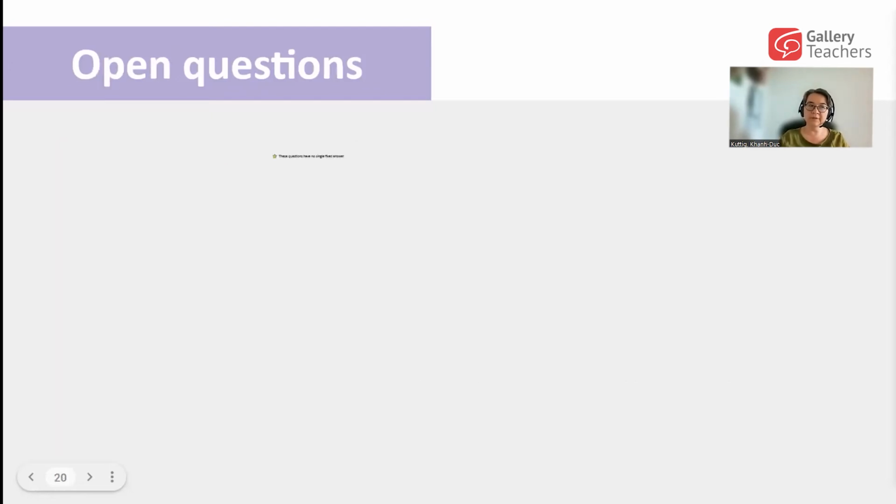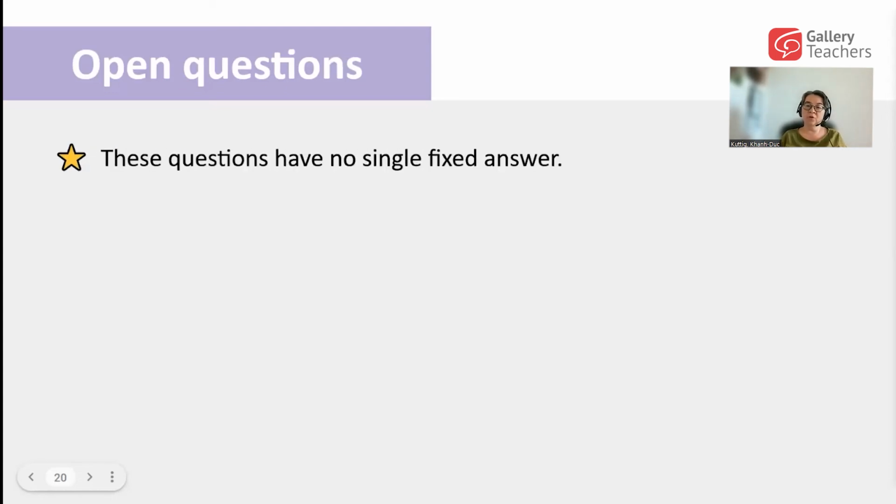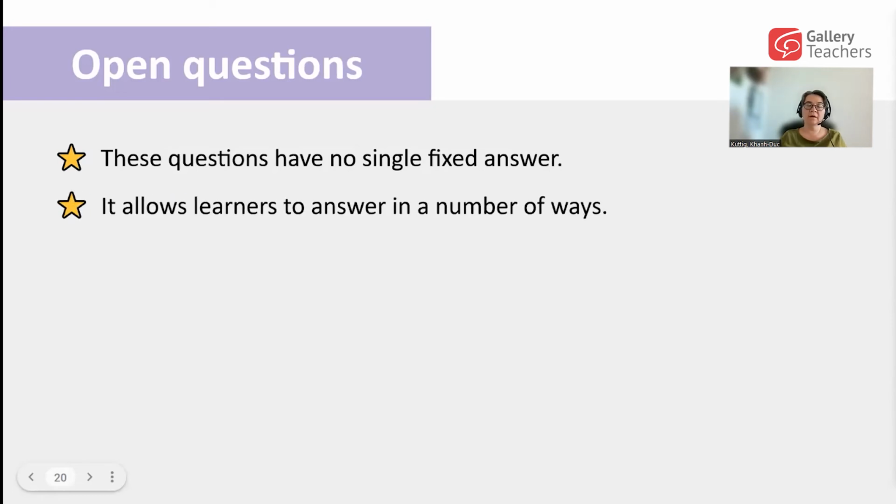In open questions, there are no single fixed answers. Your learners can answer the questions in a number of different ways. For example, in a reading comprehension or even listening comprehension, or if they're doing a writing task about a child and something's happened in it, child opened the door, you could ask your learners the question, why did the child open the door? Could be various different reasons why that happened.